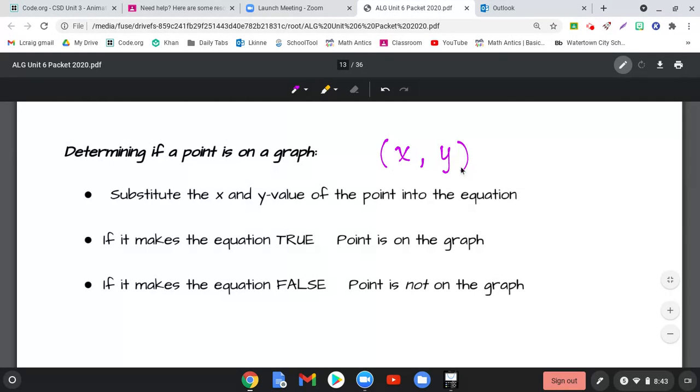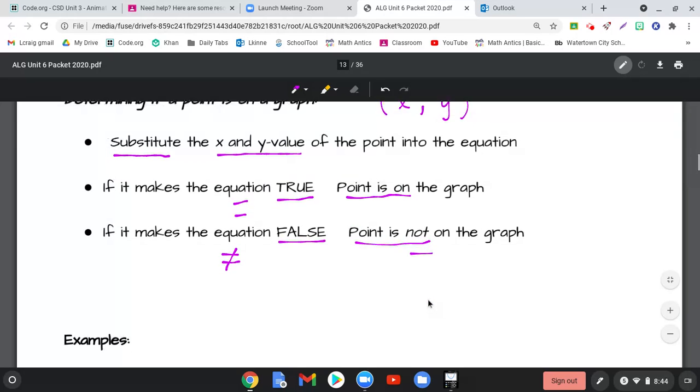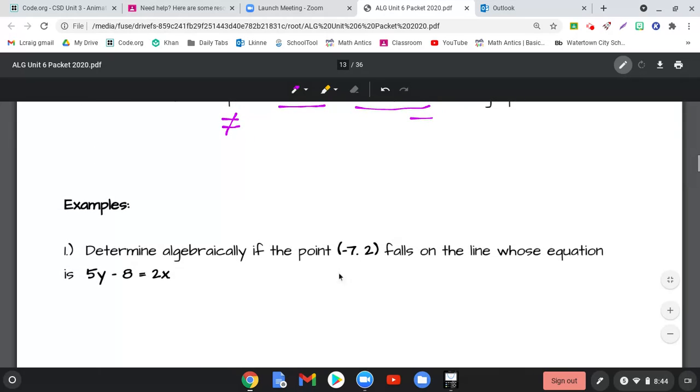So whatever those two numbers are, you're going to substitute them in for x and y into the equation. If it makes the equation true, so both sides are equal, then the point is on the graph. If it makes an equation false, so one side is not equal to the other, then the point is not on the graph. All right, so let's take a look.